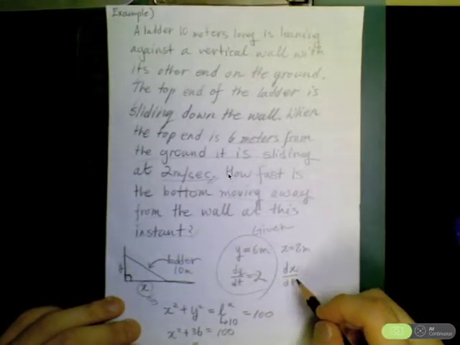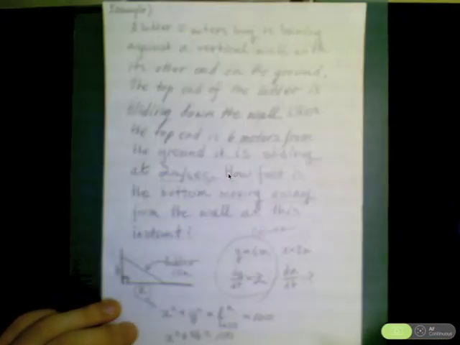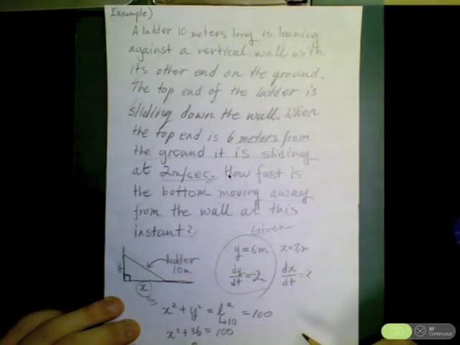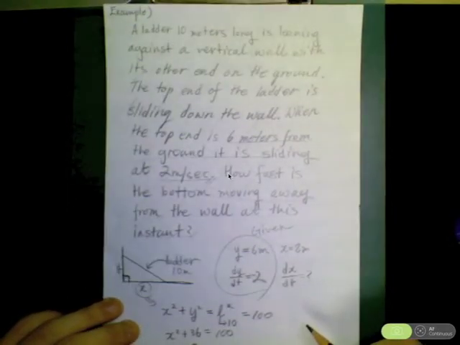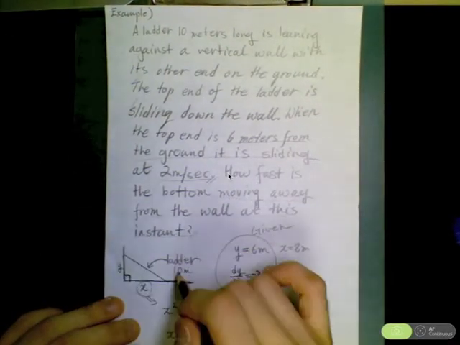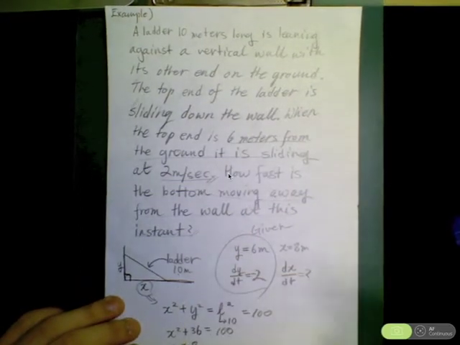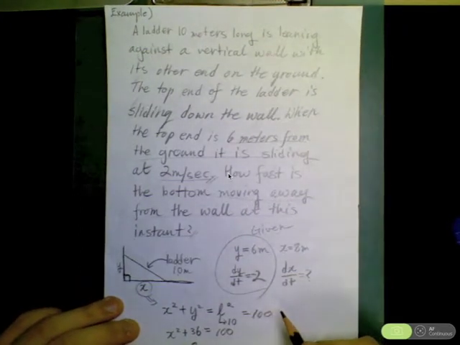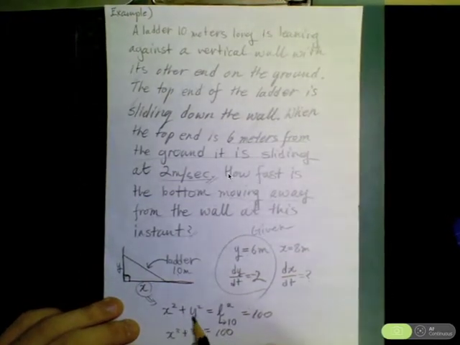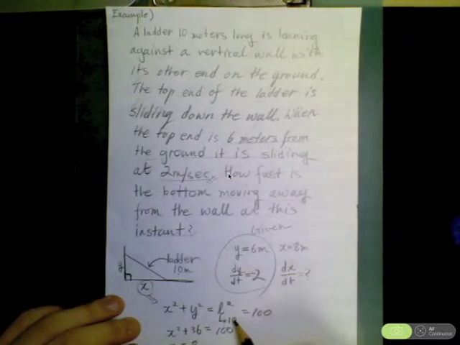So our goal is to find this. And our fifth step is find the relationship between the variables. So what have we got? We got x, y, and a ladder here. So we have two variables and a constant, which is 10. And I think we actually already found it. We found it already, so it's over here. X squared plus y squared equals 100.